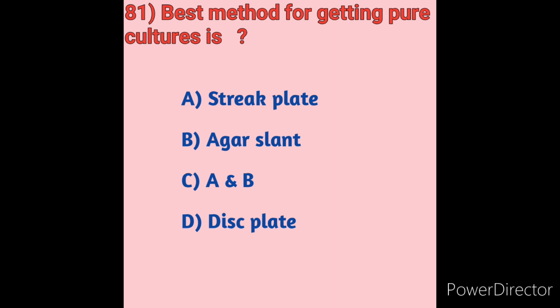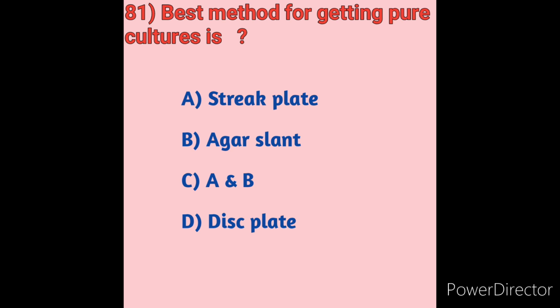Let's move on to the topic. Question number 81. Best method for getting pure culture is. What is the best method for getting pure cultures? First we will see the options. Option A, streak plate. Option B, agar slant. Option C, A and B.